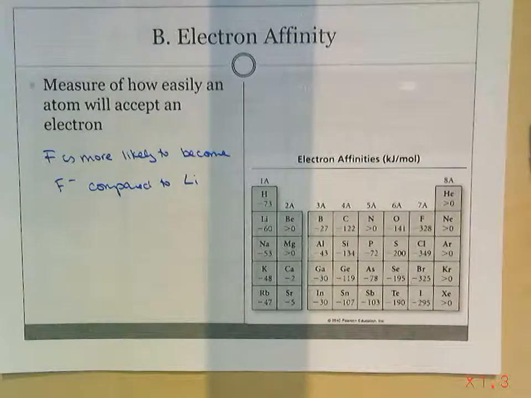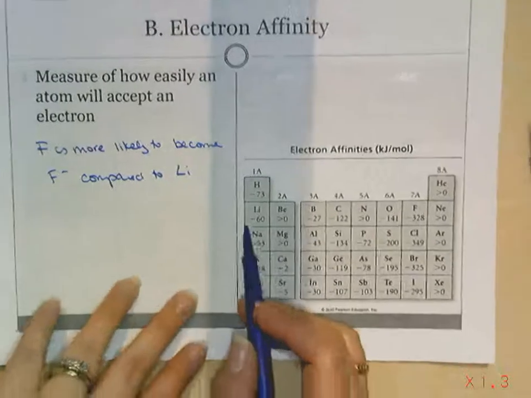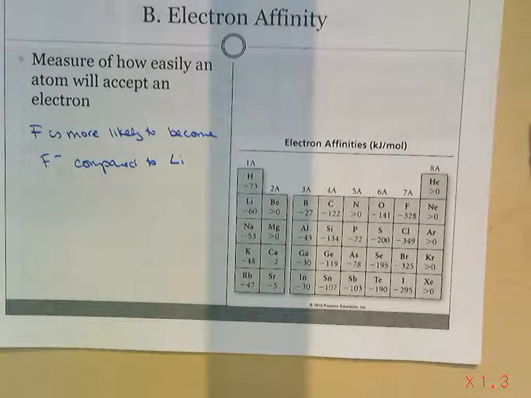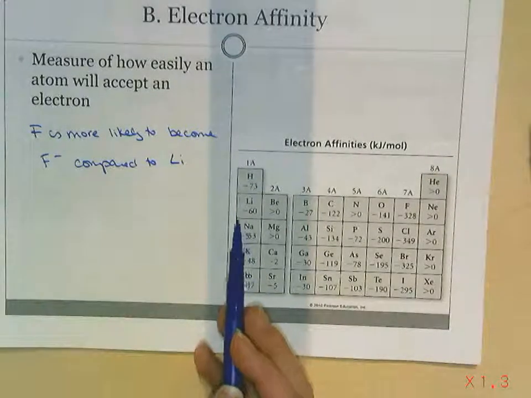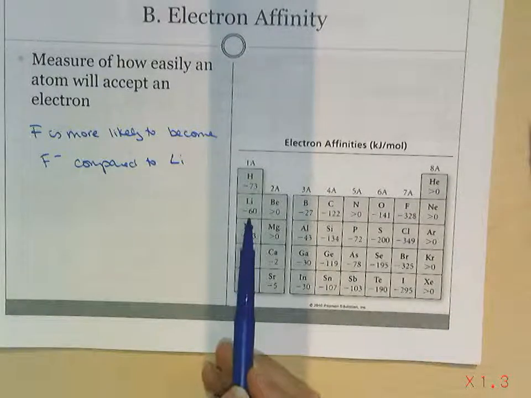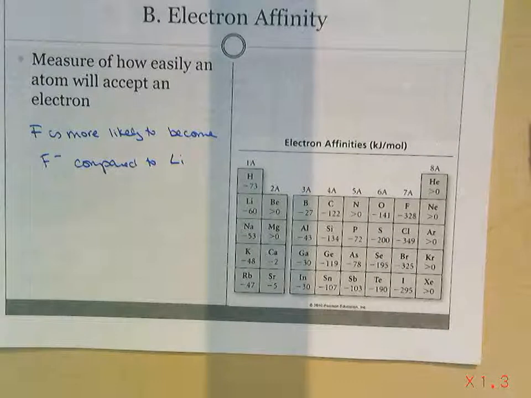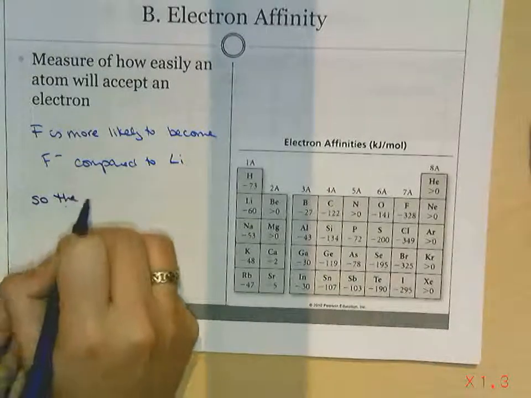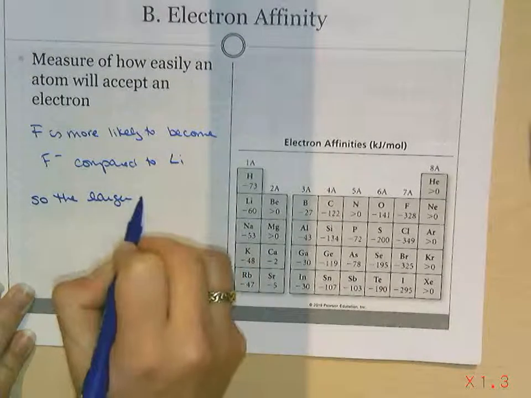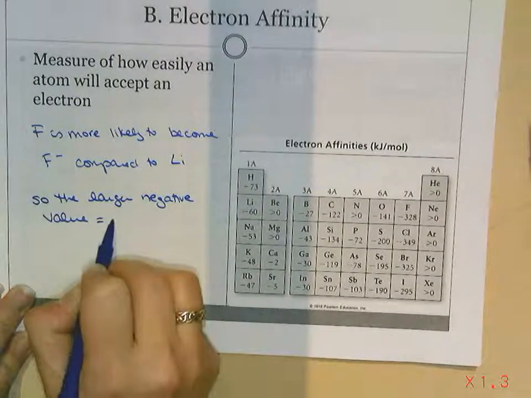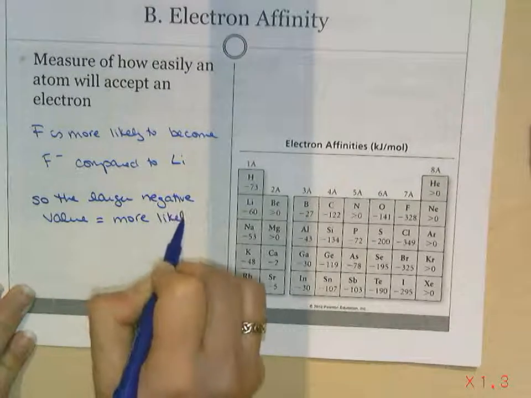So if we look at these values, ignore the fact they're negative. The negative's just from the way that they're measuring the fact that it's a loss of energy. Pretend they're absolute values. It's fine. So lithium has an absolute value of 60 compared to fluorine, which has an absolute value of 328. So the larger, we'll call it larger negative value, is more likely to gain an electron.